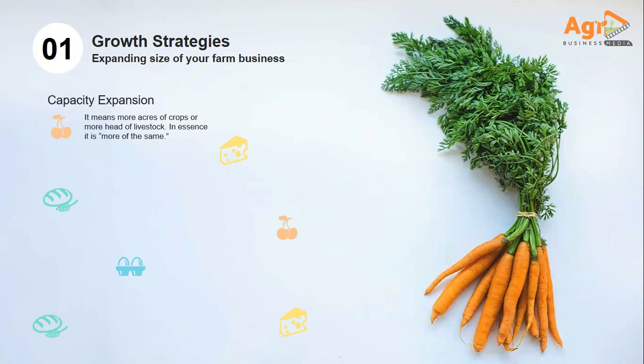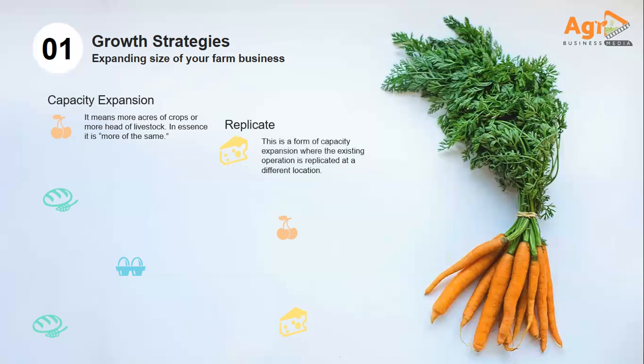So if you are into cabbages, you are increasing the plant population, you are increasing the land size, or you are increasing the same for maize production. So this is a capacity expansion. So it may also be designed to take advantage of the economies of size. And capacity expansion also ensures that you will achieve efficiency because your management is focused on the existing enterprises.